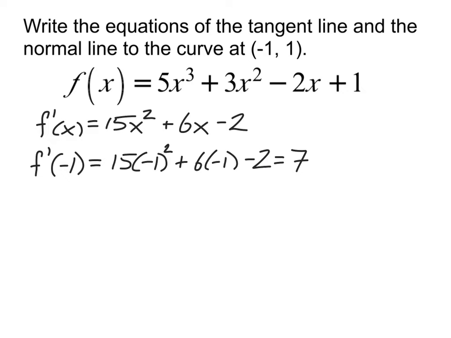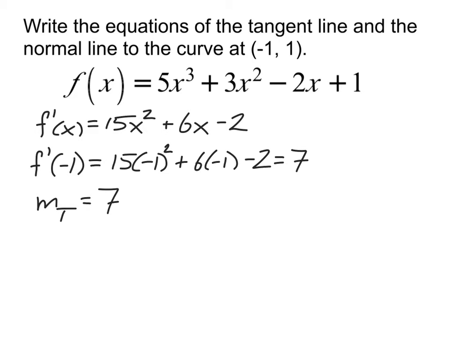So we find our derivative, we plug our x value from our point into that derivative. That's what we're doing down here. And we end up finding that the derivative at negative 1 equals 7. Now, remember what that means. That means that the slope of our tangent line equals 7.